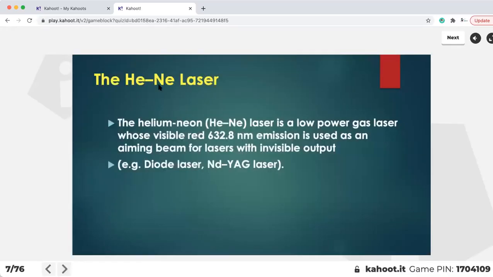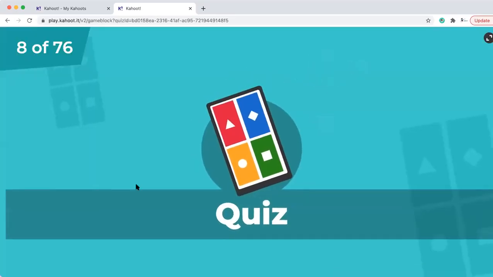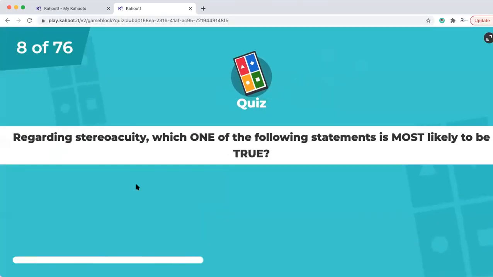And as we mentioned, the helium neon laser is the laser which is used for the aiming beam of the Nd:YAG laser. So the helium neon is a low power gas laser whose color is visible. It is red, and its wavelength is 632. It is used as an aiming beam with lasers with invisible output, such as the Nd:YAG laser. So this is for this question.